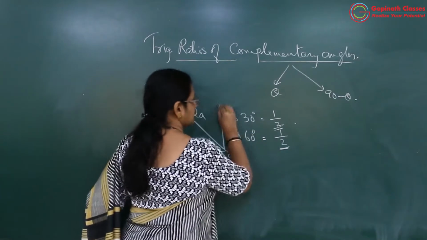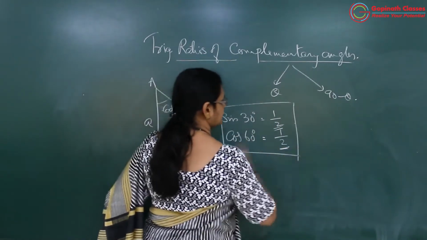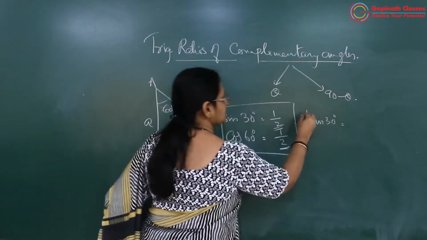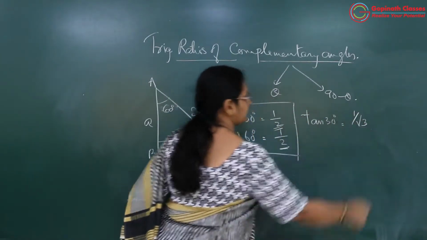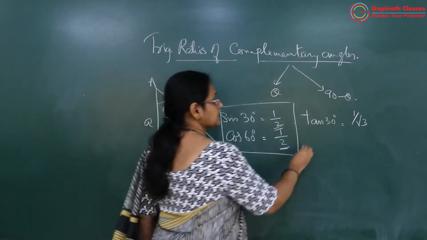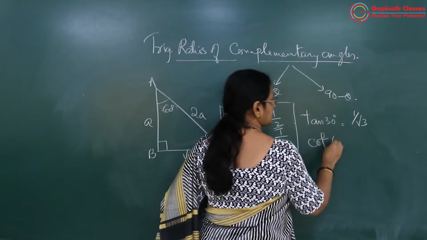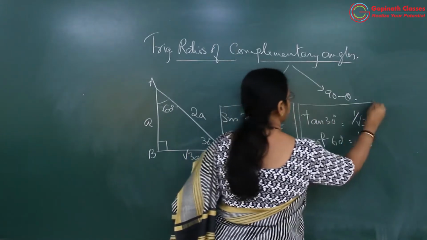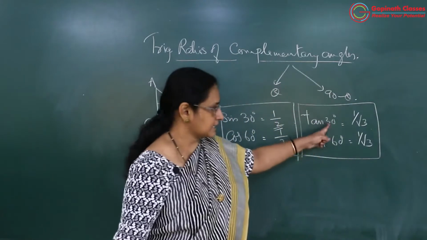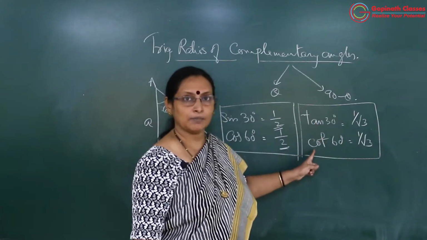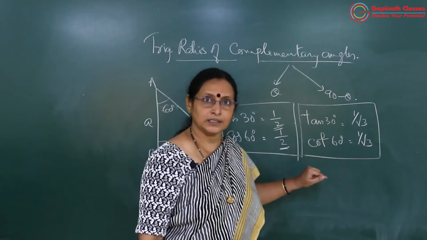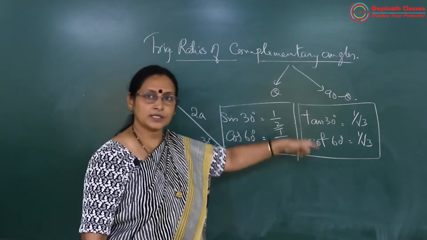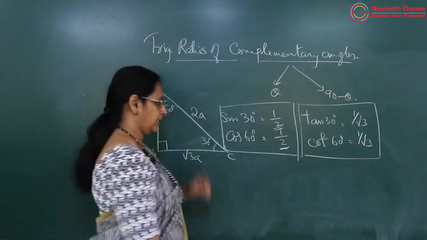Now, same 30, 60, let us see. What is tan 30 degrees? We have just learned tan 30 degrees is 1 by root 3. What is cot 60 degrees? Cot 60 is also 1 by root 3. Just look at these two. You can see 30 and 60 are complementary. Tan has become cot. Cotangent is complementary tangent. Complementary sine, complementary tangent.